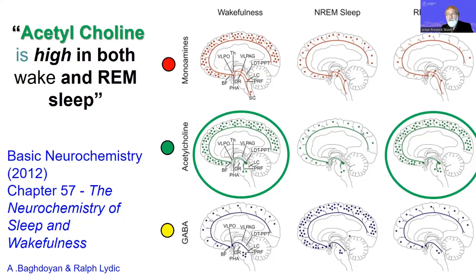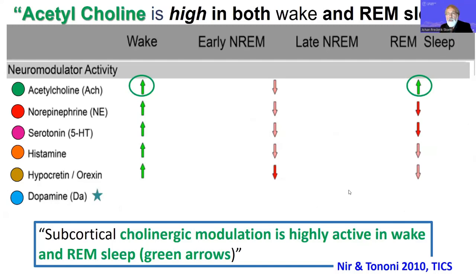And also here in the paper by Nir and Tononi, they said that the cholinergic modulation is highly active both in the wake and REM sleep, as shown by these green arrows, but one gets the impression that it's equally high.